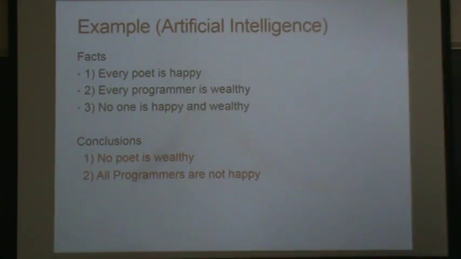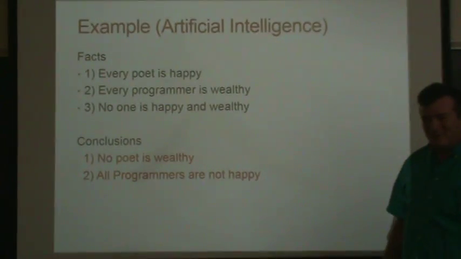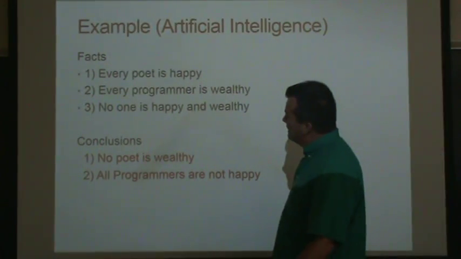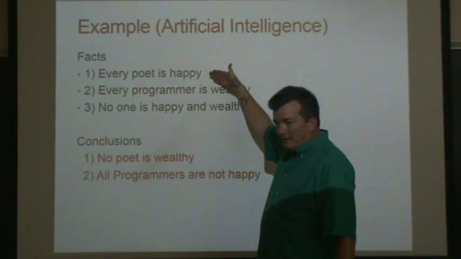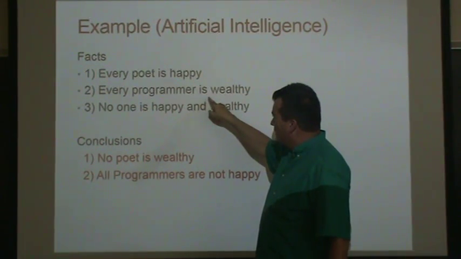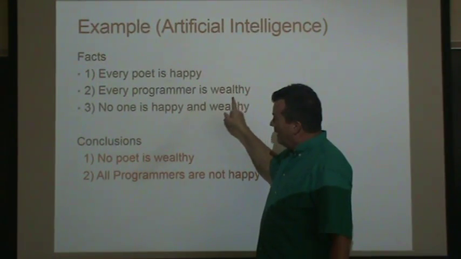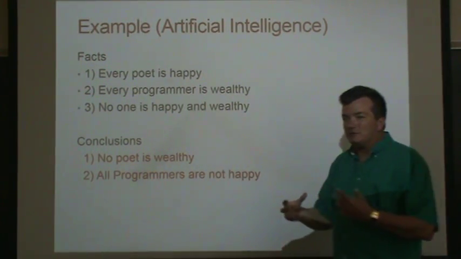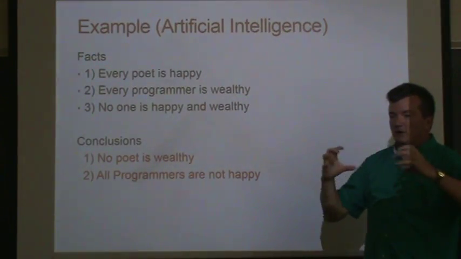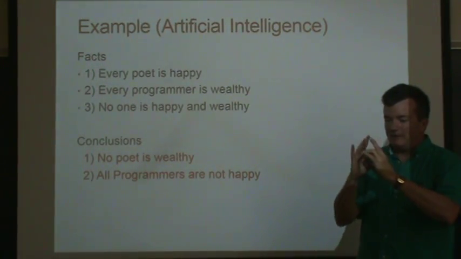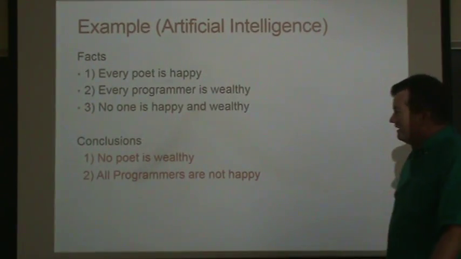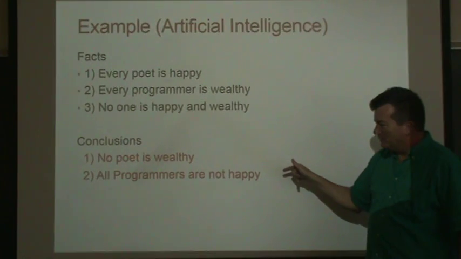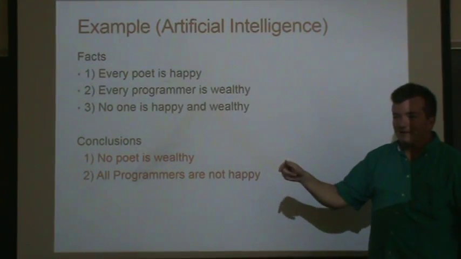So suppose we have these three facts. I guess someone who's double majoring in computer science and poetry came up with this example. Suppose these were three facts. Every poet is happy. Every programmer is wealthy. And no one is happy and wealthy. So what this is getting at is you're building sets, you have members of sets, can the sets overlap or not overlap, and then if they can overlap, you can draw conclusions on that. So, two conclusions are possibly being considered. No poet is wealthy, all programmers are not happy.